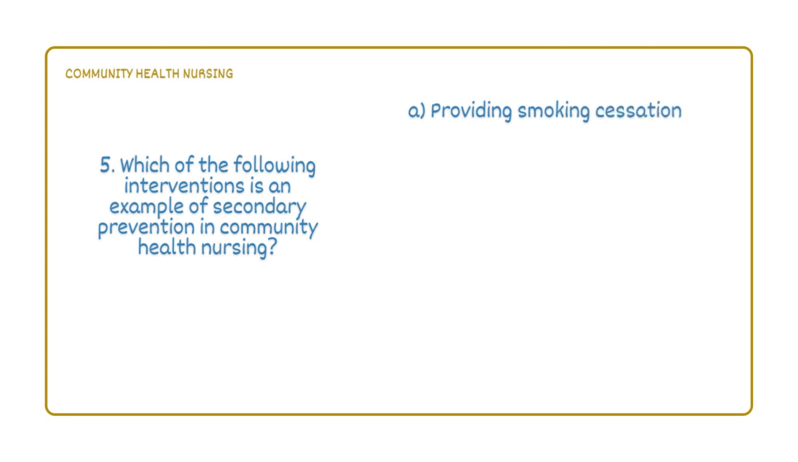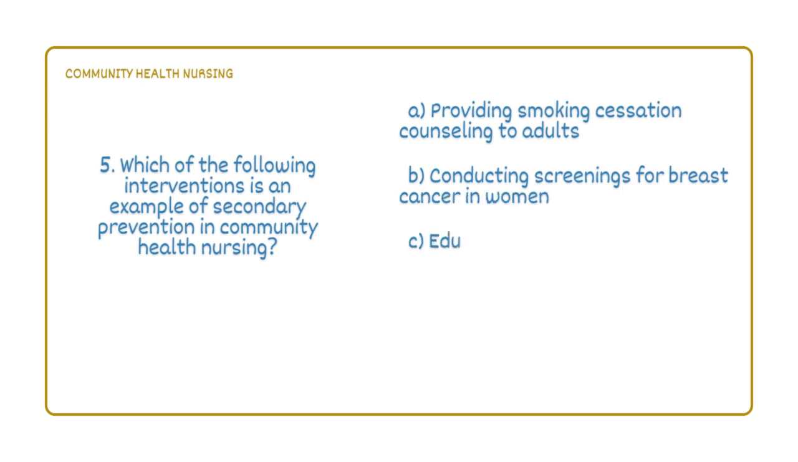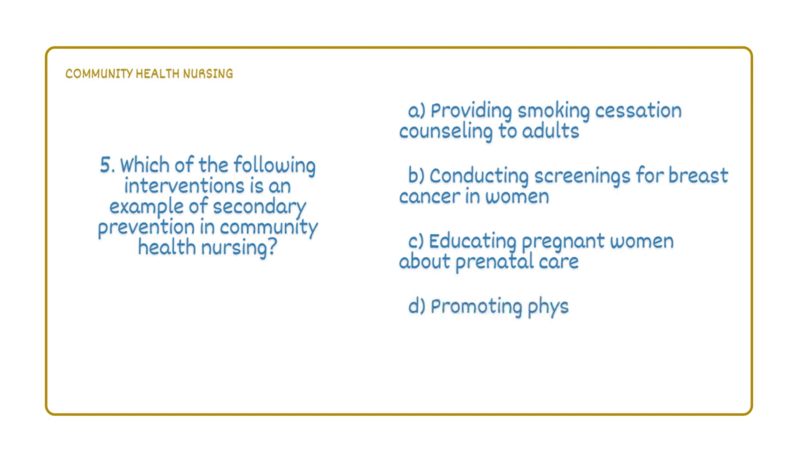5. Which of the following interventions is an example of secondary prevention in community health nursing? A. Providing smoking cessation counseling to adults. B. Conducting screenings for breast cancer in women. C. Educating pregnant women about prenatal care. D. Promoting physical activity among school-aged children.